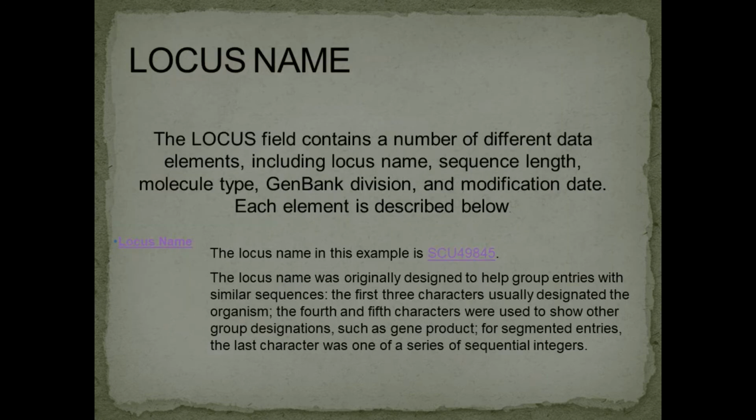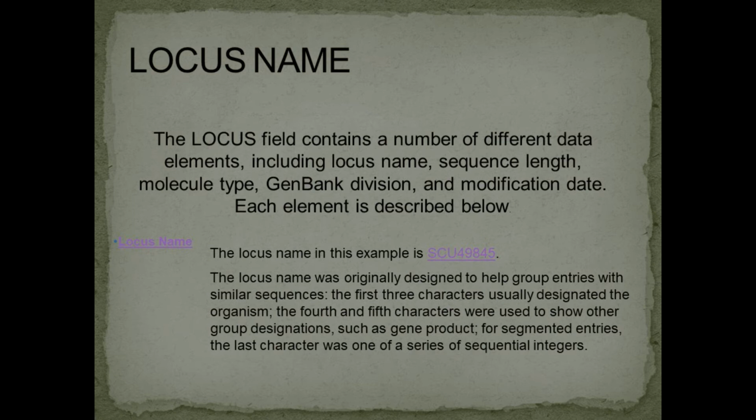First one is locus. The locus field contains a number of different data elements including locus name, sequence length, molecular type, GenBank division, and modification date. Each element is described below. First one is locus name. The locus name in this example is SCU49845. The locus name was originally designed to help group entries with similar sequences.